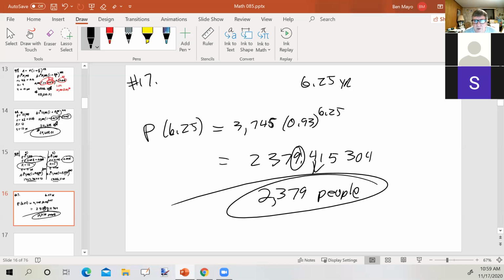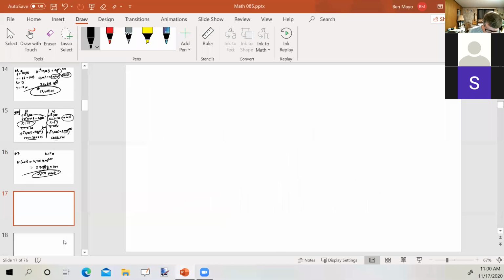All righty, and we shall go on. So let's get rid of that and take it back to this screen. So now we're going to take a look at section 11.4. Okay, here we go.